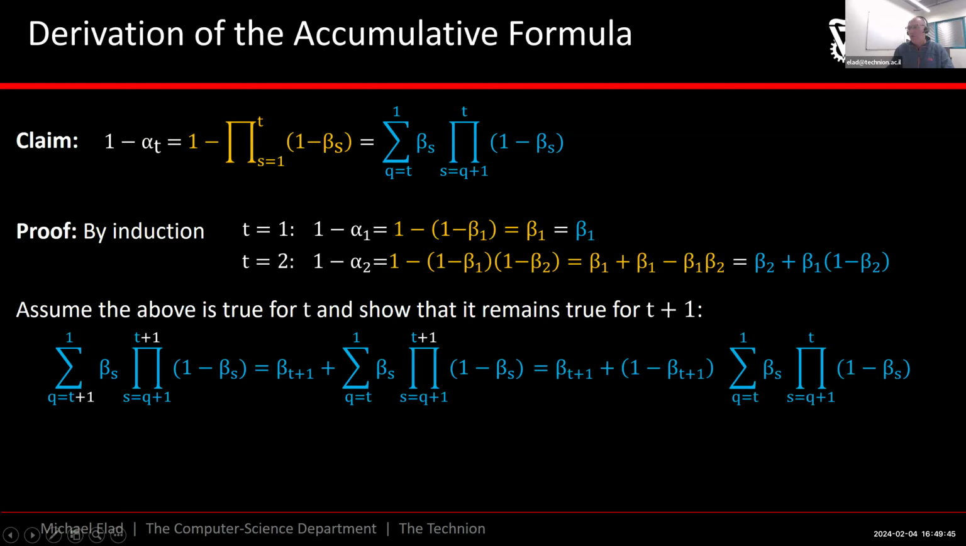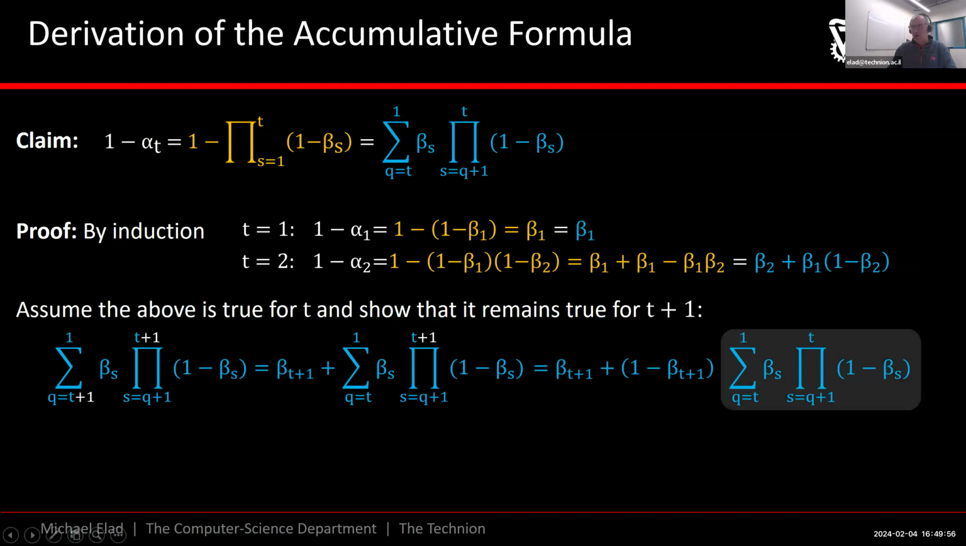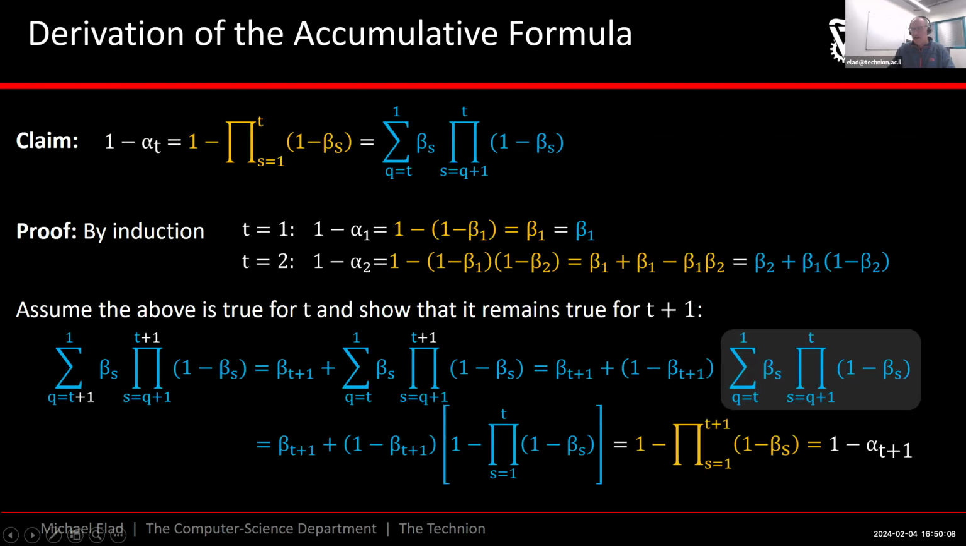Now, the rightmost expression is exactly the expression we had above. So this is exactly 1 minus alpha t based on the induction assumption, or let's say this is exactly the yellowish part. So I'm replacing it with the yellowish part. I'm opening parentheses, organizing elements, and I'm getting that this is exactly 1 minus exactly the same expression with t plus 1. So it's 1 minus alpha t plus 1. And this is the proof.